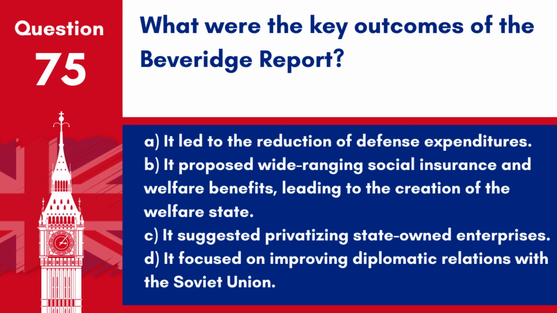Answer B. It proposed wide-ranging social insurance and welfare benefits, leading to the creation of the welfare state. The Beveridge Report, published in 1942, outlined a plan for widespread social insurance from cradle to grave, laying the foundation for the modern British welfare state, which included the creation of the National Health Service.